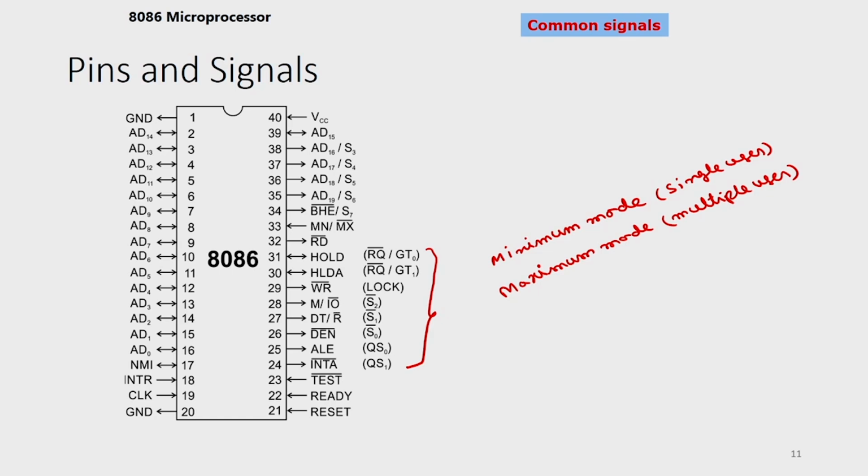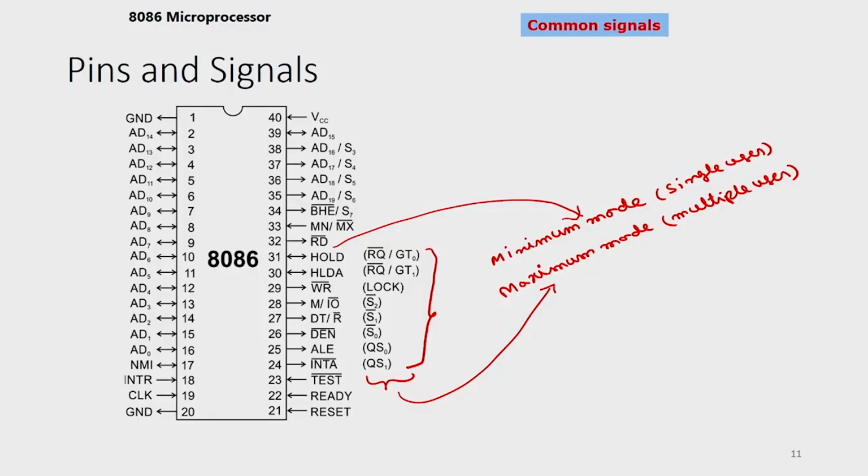In any case, except for these 8 signals, the remaining signals are common whether it is minimum mode or maximum mode. This set of signals is only for maximum mode, whereas this set of signals are minimum mode signals. We will discuss the functions of each pin. In the next class, first I will discuss the minimum mode signals. Maximum mode signals we will discuss later.